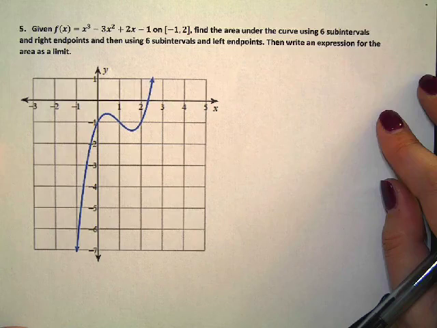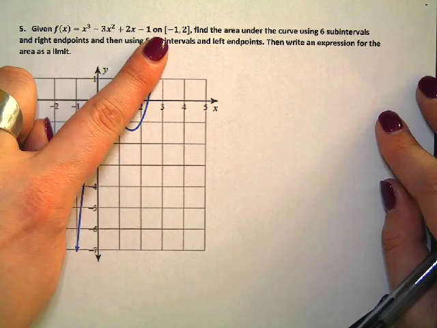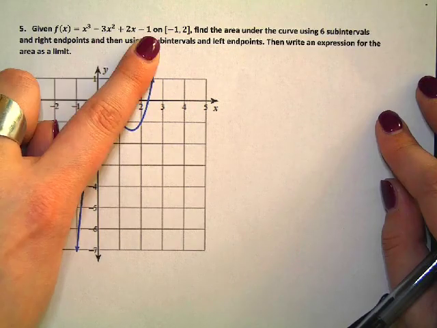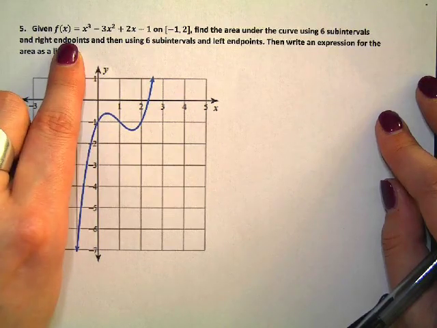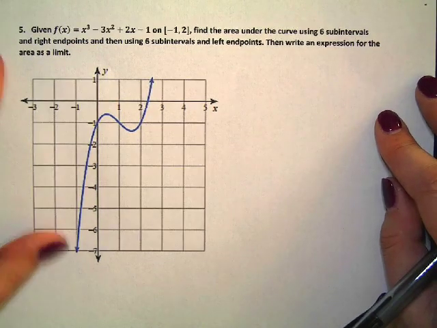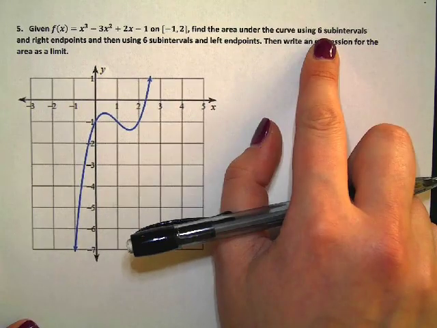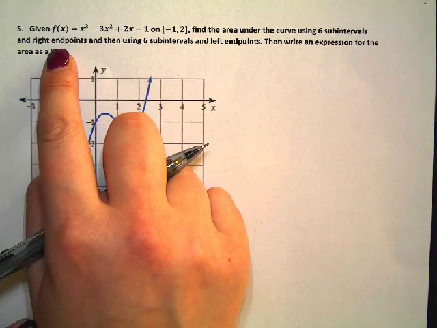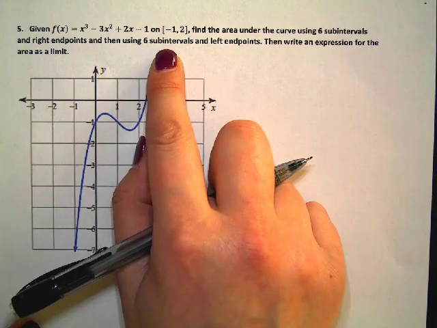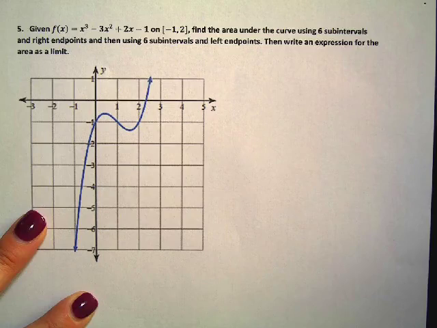All right, given this function. Do you guys love this function? Are you ready to type stuff into that? Oh man, okay. So first it says find the area under the curve using 6 subintervals. They want to use right endpoints and then 6 subintervals with left endpoints. So 12 intervals overall. Well, just 6 intervals, but doing it twice. Yeah, do the problem twice.